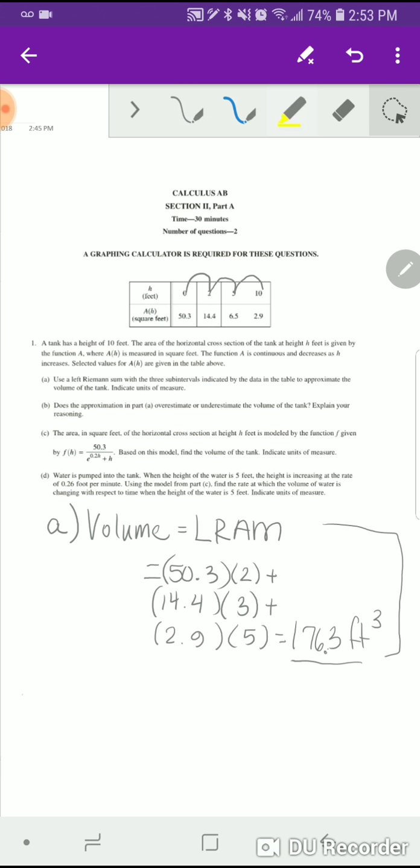Then in part B, the question says, does the approximation in part A yield an overestimate or an underestimate of the volume of the tank? If you could sketch this out, but every time you're doing an LRAM and you know that A is decreasing, then by definition it is an overestimate. So all I'm going to write here is an overestimate.